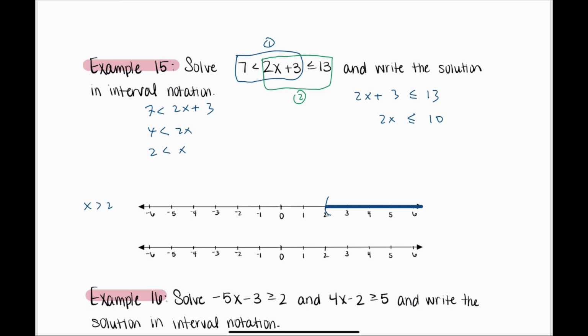For the second inequality, we subtract 3 from both sides. 2x is less than or equal to 10. Then we divide by 2. x is less than or equal to 5. We graph this inequality by placing a bracket at 5 since 5 is included, and shading the region to the left.